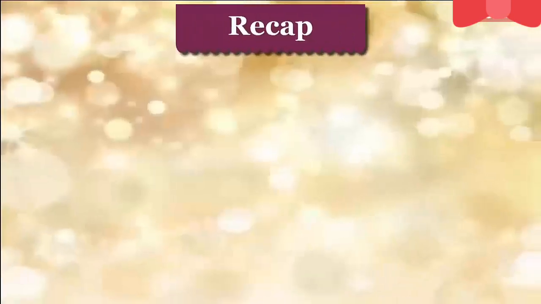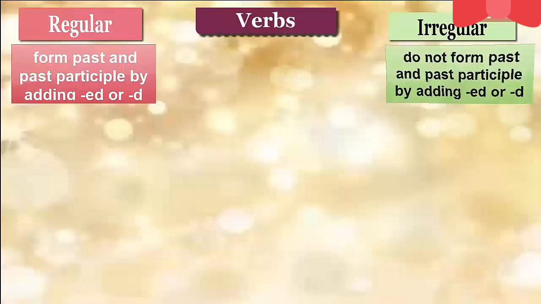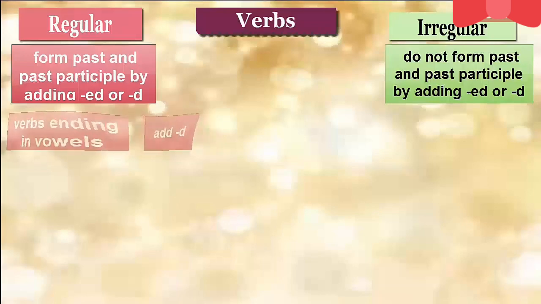Let us recap what we have learnt till now. The verbs that form their past tense and past participle forms by adding ed or d at their end are called regular verbs. Irregular verbs do not form their past tense and past participle form by adding d or ed at the end. Rules for changing regular verbs are as follows.